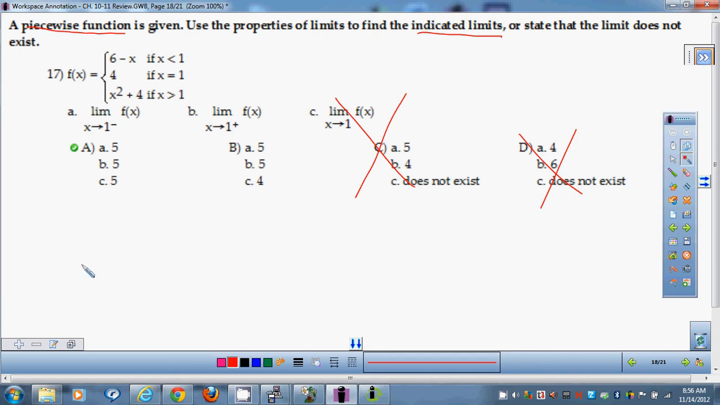Did we need the middle part of this at all? No. What could it have asked me where I would have needed that middle part? Yeah. What is f of 1? And then I might have needed it, but I didn't.